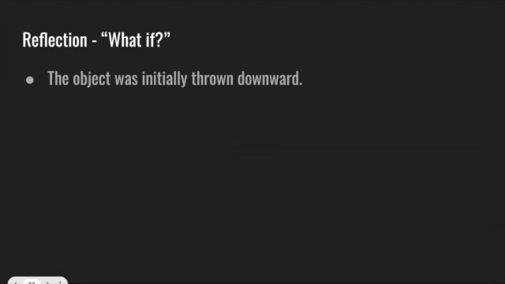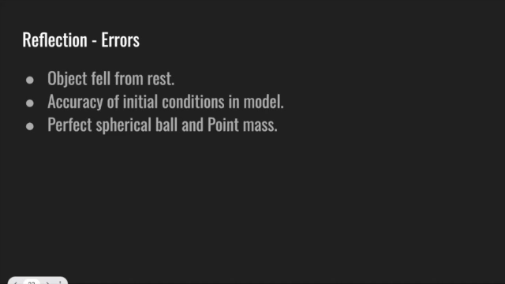Then let's consider, what if the ball was thrown downward instead of falling from rest? The terminal velocity would still be reached, but maybe in less time, since with both forces being taken under consideration, they would come to an equal magnitude, meaning that drag and weight would become equal.